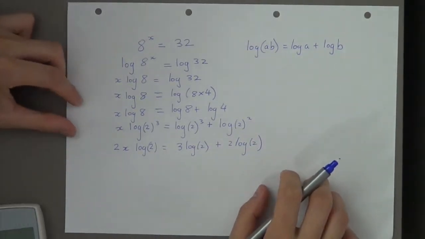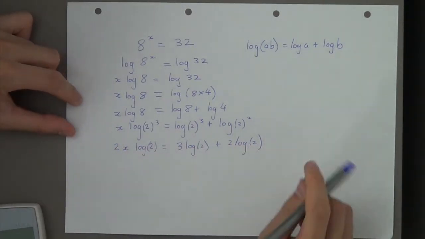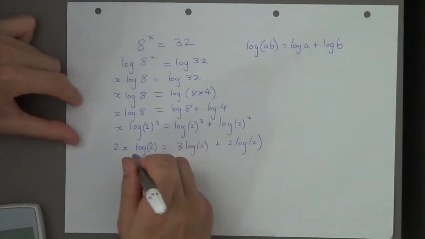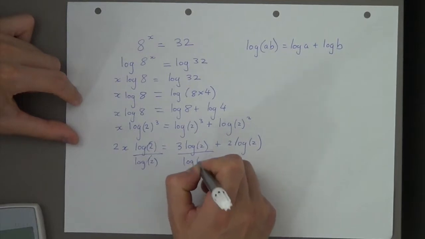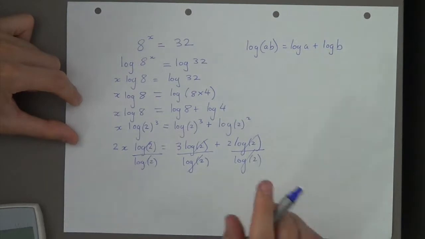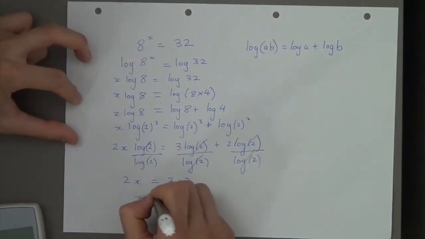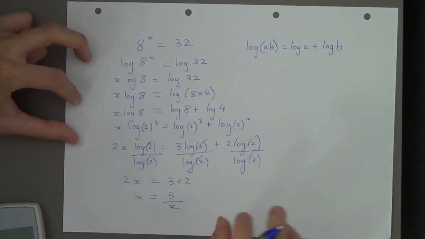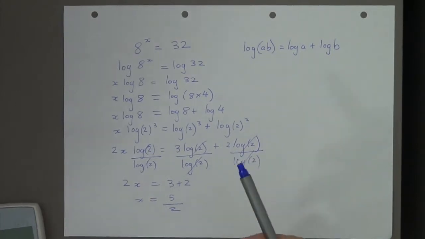Okay? And here's the clever thing now. I can divide log 2 from both sides and I can cancel it. So log 2, get rid of that. Log 2, get rid of that. Log 2, cancel. So I'm left with 2x equals 3 plus 2, therefore x is equal to 5 over 2. Okay, who would have thought x to the power of 5 over 2 will give us that? Okay, but again, here's some log practice.